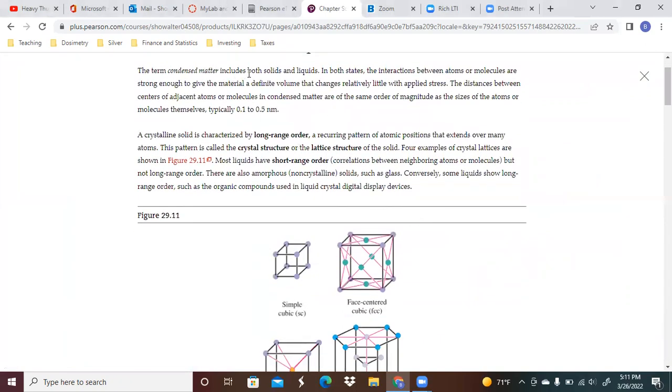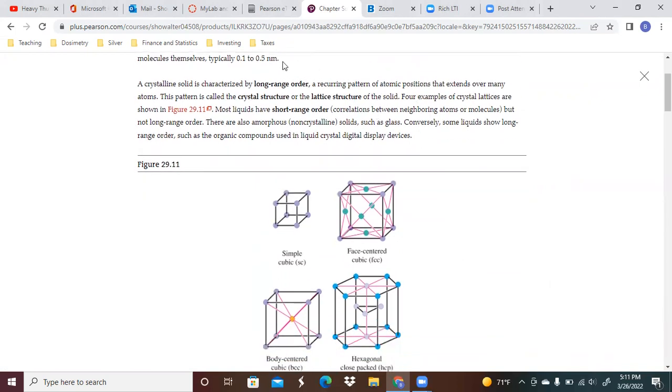So condensed matter includes both solids and liquids in both states. The interactions between atoms or molecules are strong enough to give the material a definite volume that changes relatively little with applied stress. The distances between centers of adjacent atoms or molecules in condensed matter are of the same order of magnitude as the sizes of the atoms or molecules themselves, typically 1 to 5 angstroms or 0.1 to 0.5 nanometers.